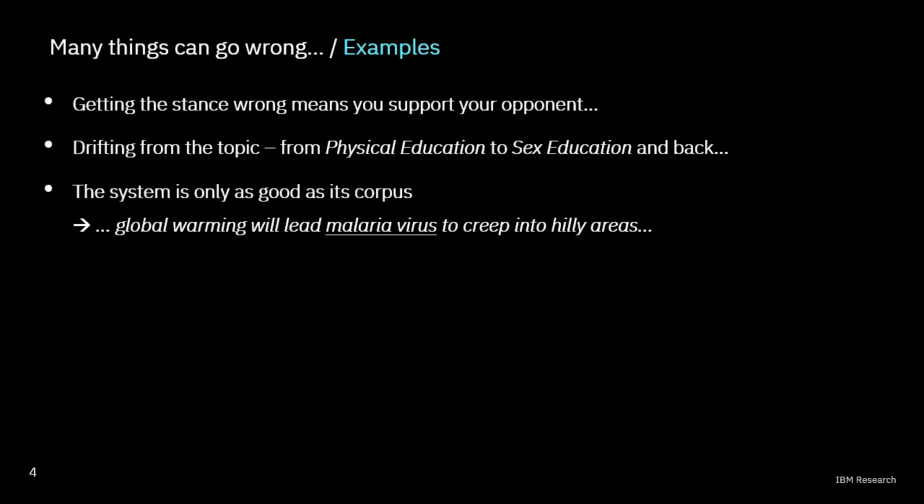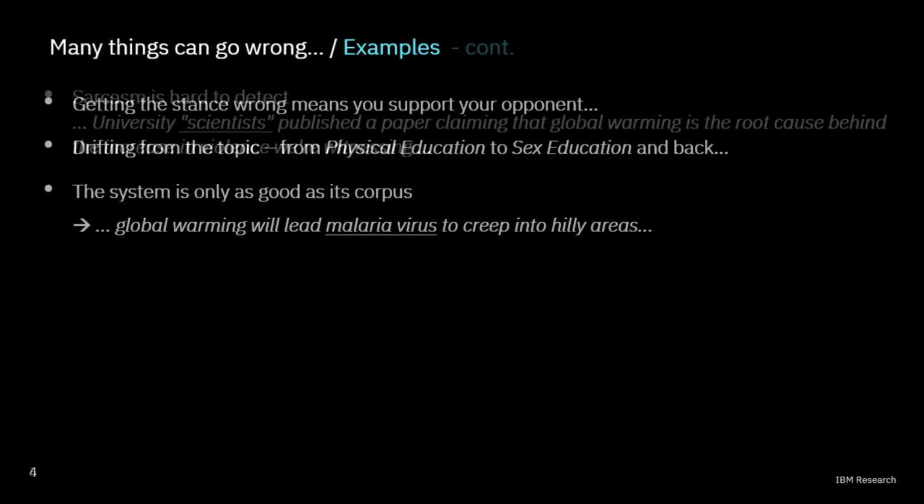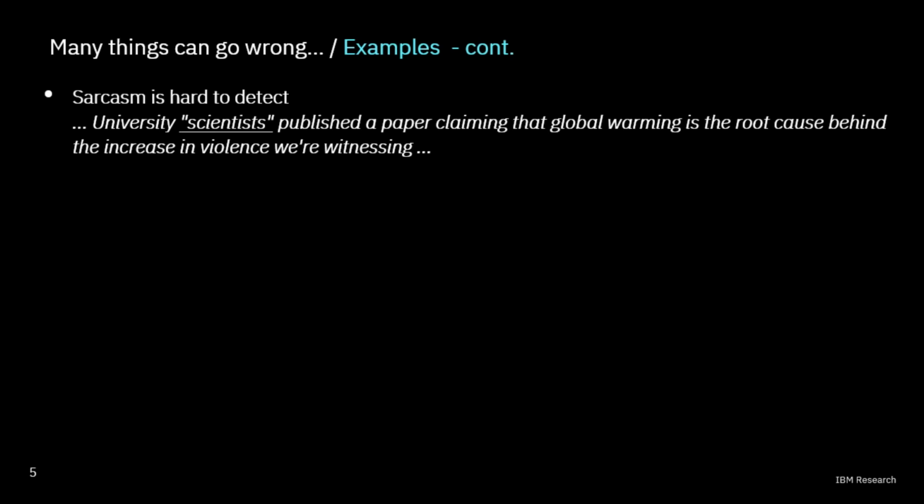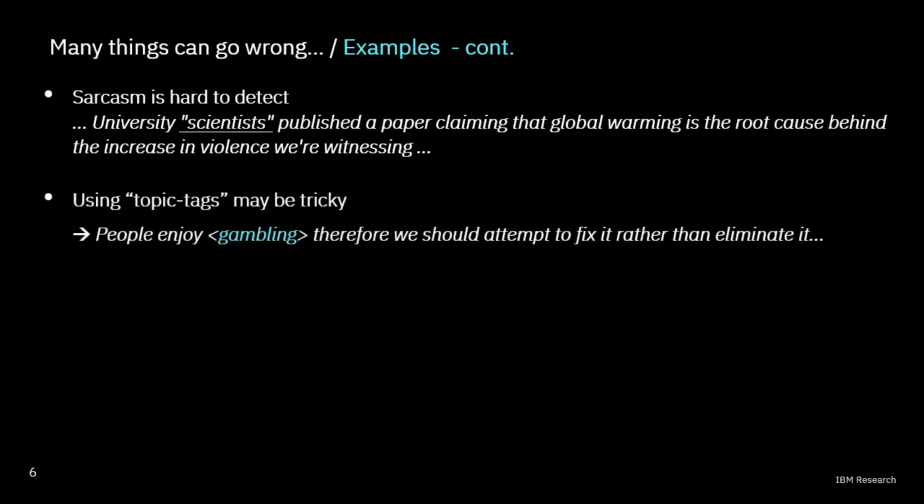In addition, the system is only as good as its corpus. So, for example, it may quote a sentence about a malaria virus, even though it is a parasite, not a virus, and so on. In addition, as we know from other fields as well, sarcasm is hard to detect. So the system may quote a sentence with a claim by scientists, missing the quote-unquote part, and therefore missing the real meaning of this sentence.